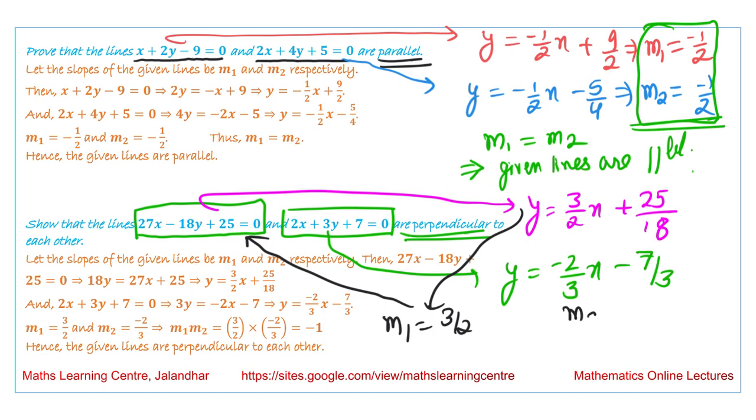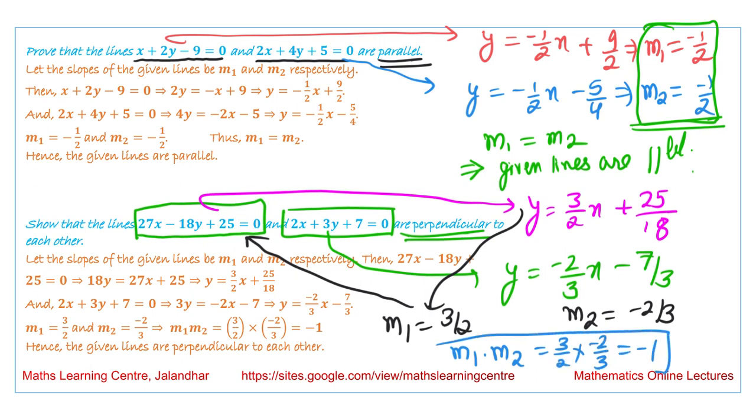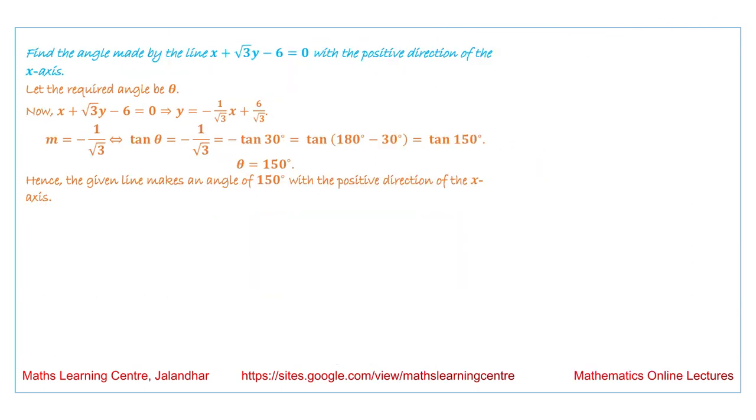Slope of the second line m2 we are having, it is minus 2 by 3. And if we multiply these values, m1 into m2, we have 3 by 2 into minus 2 by 3. The answer we have is equal to minus 1. And this implies that line L1 is perpendicular to line L2. We are saying this is line L1, this is line L2. Now m1 into m2 is minus 1, it implies that both these lines are perpendicular to each other.